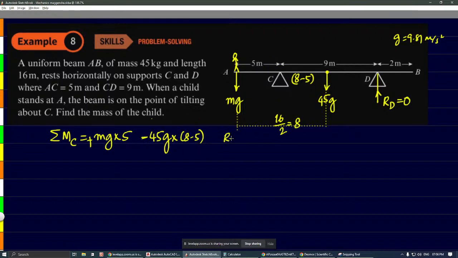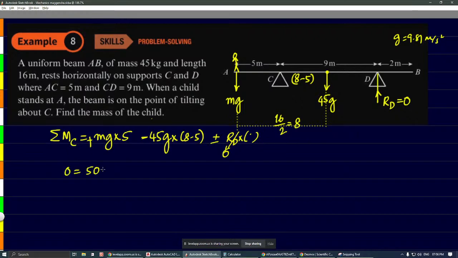And then we have RD. RD is becoming 0 anyway, so 0 into anything is 0. So RD itself becomes 0. Whatever is the distance, it doesn't matter. 0 into anything is 0, or plus or minus also doesn't matter. So the total should be equal to 0.